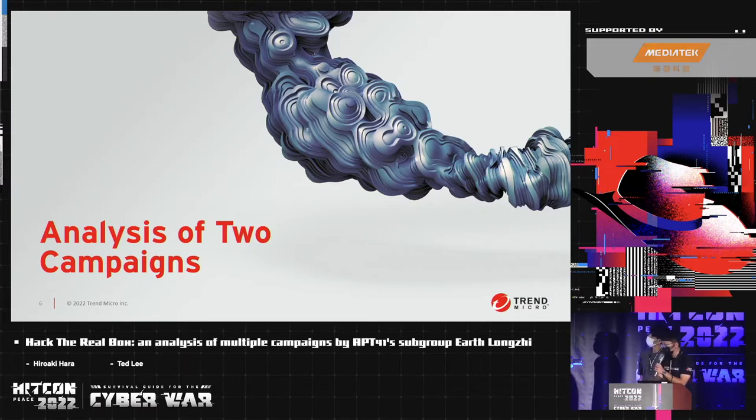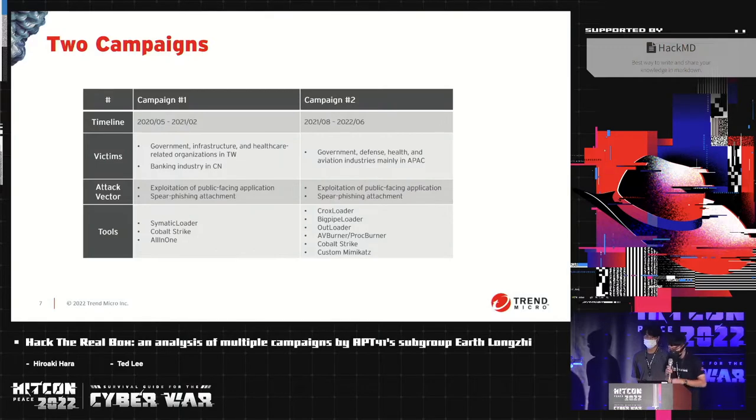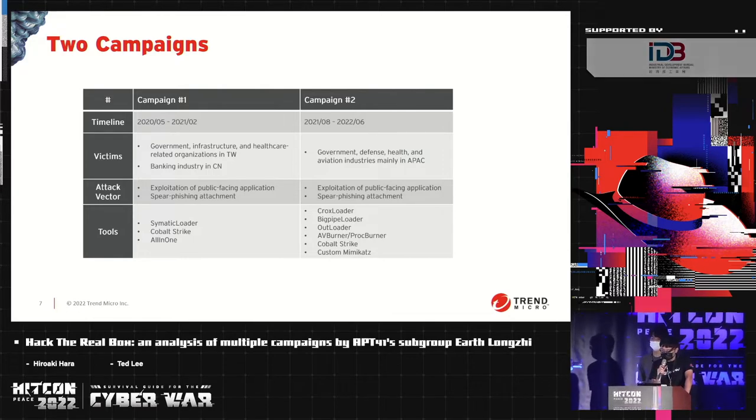Okay. So let's talk about what we found in the two different campaigns. This table is an overview of the two campaigns. Campaign one started from May 2020 to last February. Its targets were mainly government, infrastructure, and healthcare-related organizations in Taiwan. And the most interesting part is that a banking industry company in China was also one of their targets.